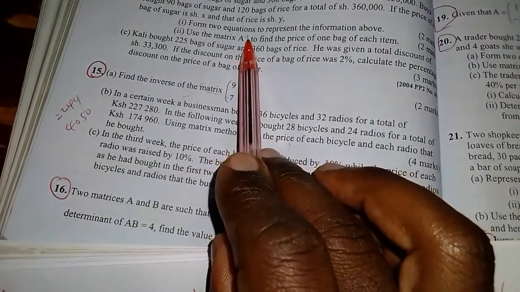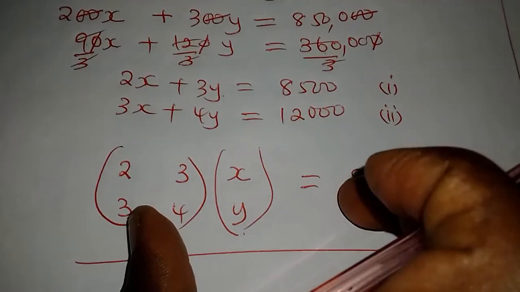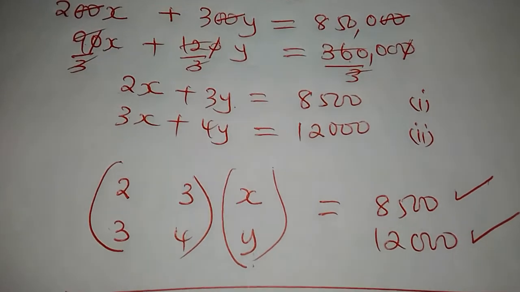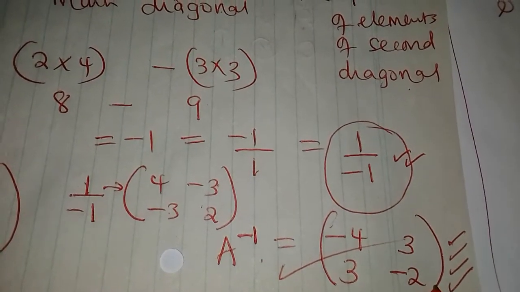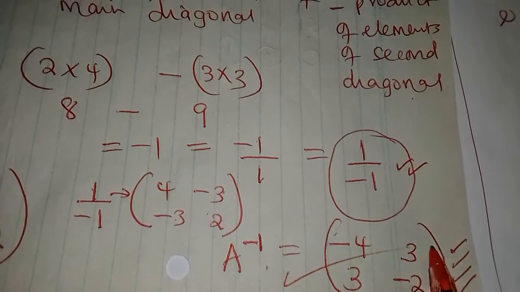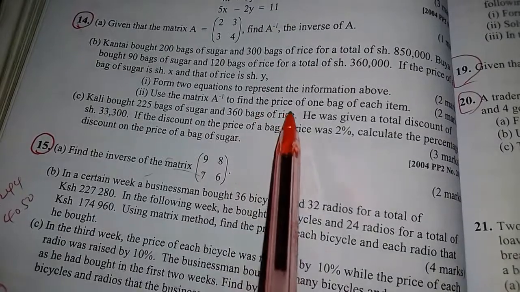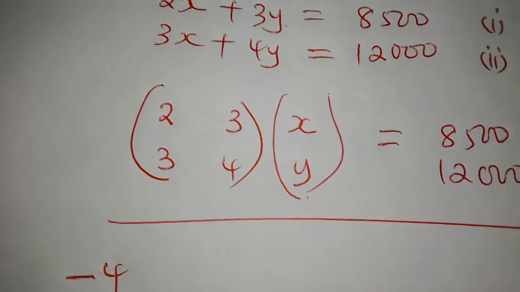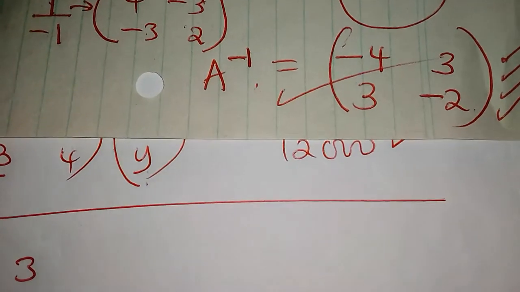So they have told you to use the matrix A negative 1, or the inverse of matrix A, to find the price of one bag of each item. You're going to use this matrix together with the inverse you had gotten here. We had gotten the inverse of that matrix, and that is not new to us. Our inverse was here, and you can see it, negative 4, 3, 3, negative 2. So you're going to use the inverse. The question says, use the inverse of matrix A to find the price of one bag of each item. So we have to begin with that inverse of matrix A, which is negative 4, 3, then 3, negative 2. I'm not just coming up with my own things.